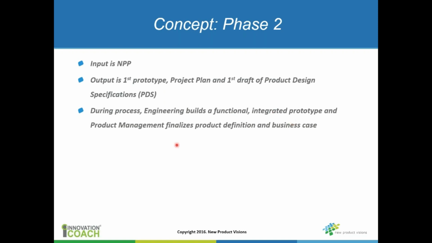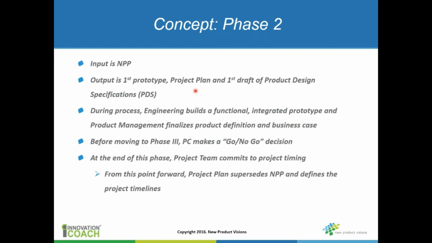And then product management is going to continue to develop that definition. That new product proposal continues to morph and change. It's going to turn into a project plan in a minute, but the product manager is going to continue to build the business case for that project. And then before moving to phase 3, the product committee is going to make a go or no-go decision. So now let's talk about these two documents, the project plan and the first draft of the product PDS document.